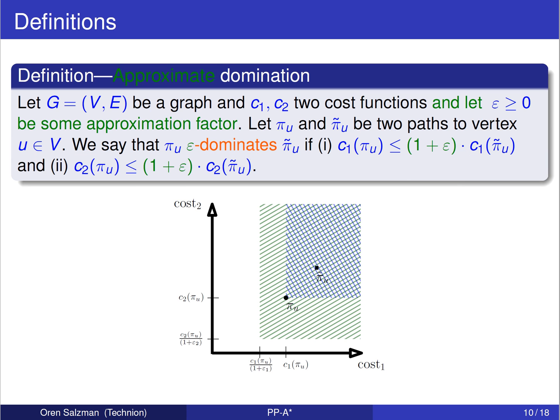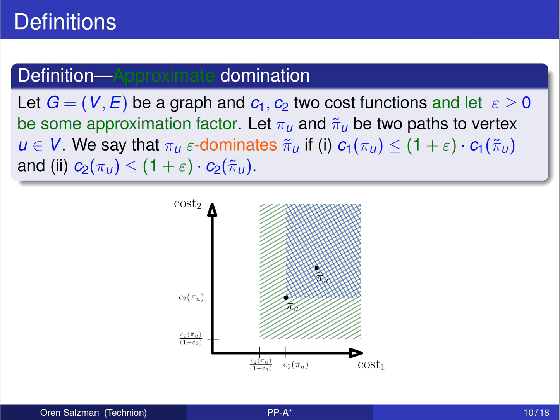given both cost functions. Stated pictorially, we are allowing paths to be epsilon dominated, not only if they're to the top right of a given path, but if they're not too far away, informally, to the bottom or left of this specific path. Formally, if we're given some approximation factor epsilon, we require that the cost is no more than 1 plus epsilon times the cost of the other path. And this holds for both cost functions.